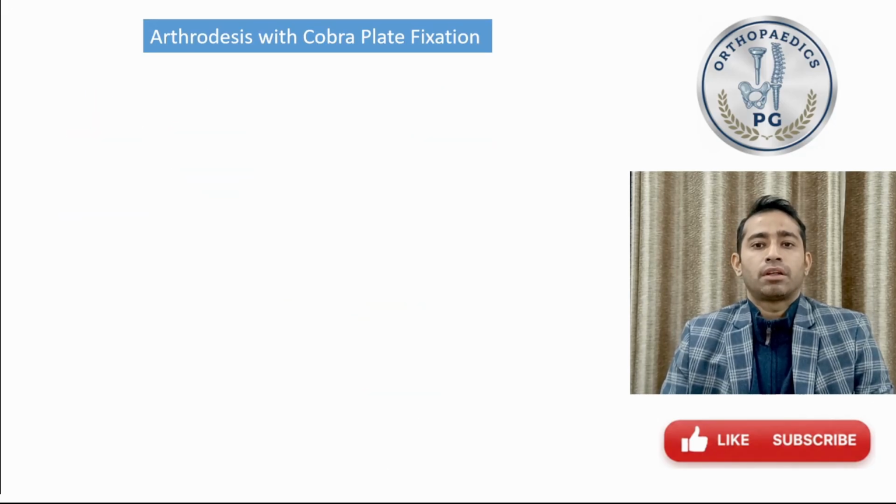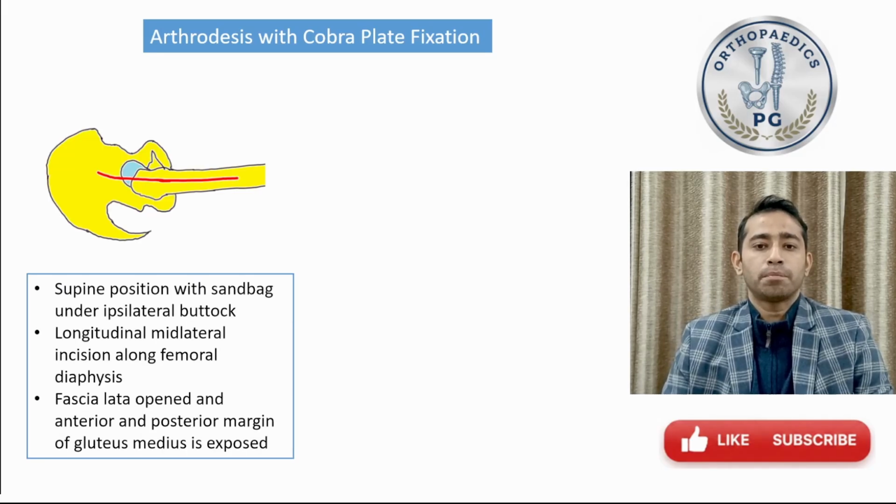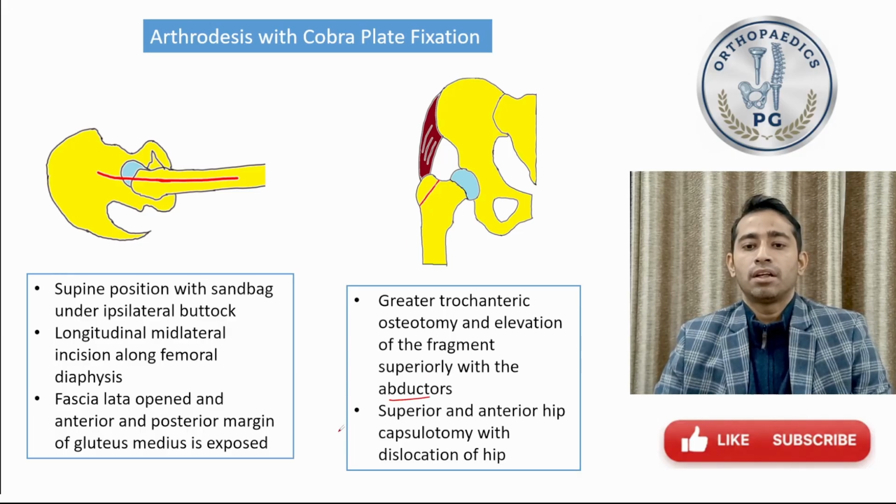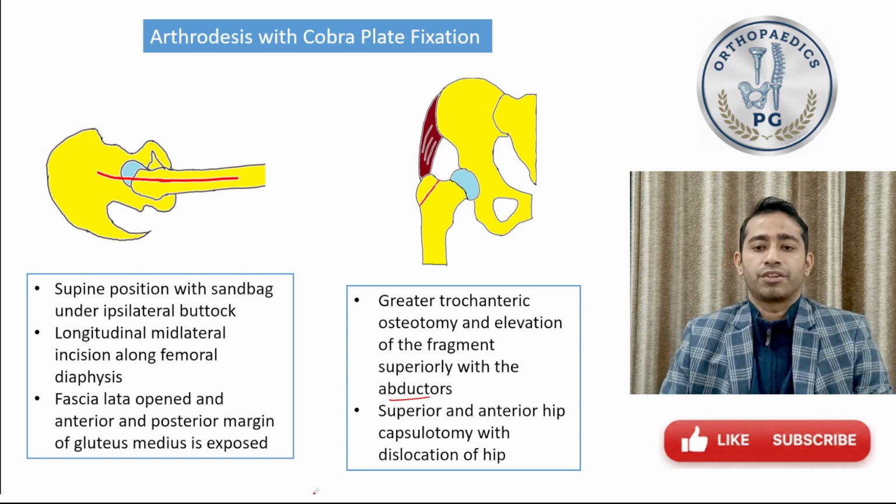Let us look into the arthrodesis with Cobra plate fixation. What are the steps? So, the first step is putting the patient in supine position with a sandbag under the ipsilateral buttock. A longitudinal mid-lateral incision is taken along the femoral diaphysis, or a curved incision like in a Cocker-Langenbach incision is taken. The fascia lata is opened and the anterior and posterior margin of gluteus medius is exposed. This is followed by a greater trochanteric osteotomy and elevation of the fragment superiorly along with the abductors. This is done to preserve the abductor function.